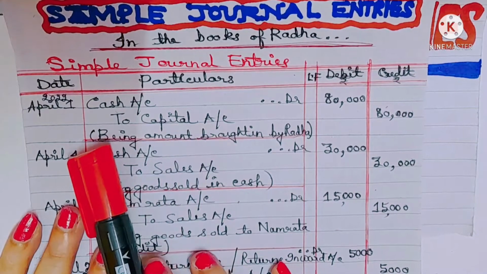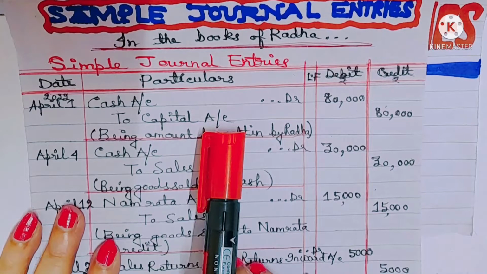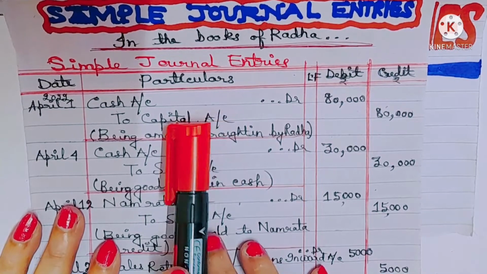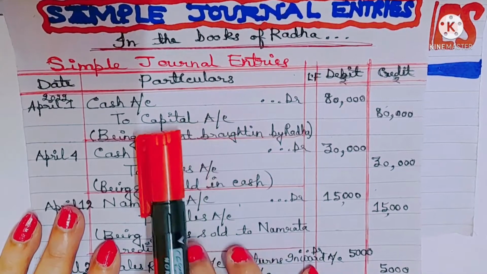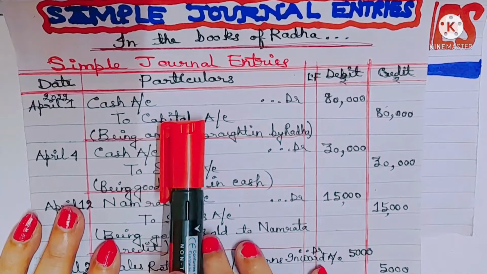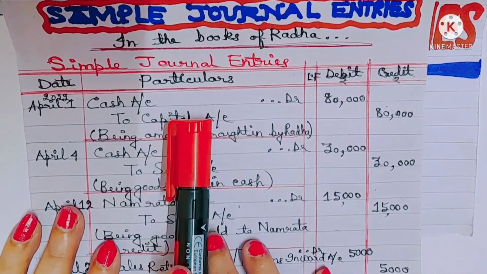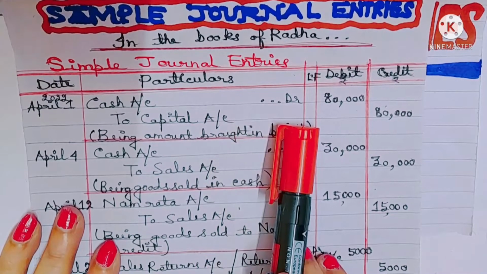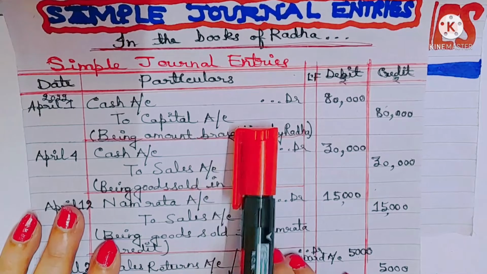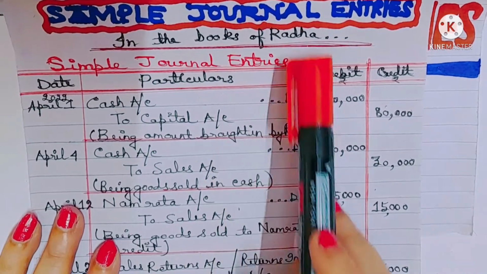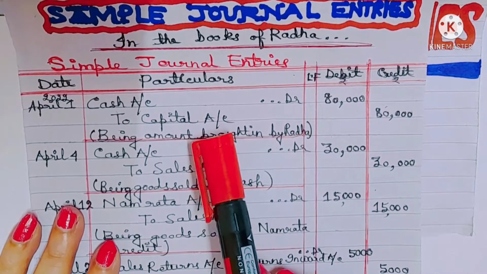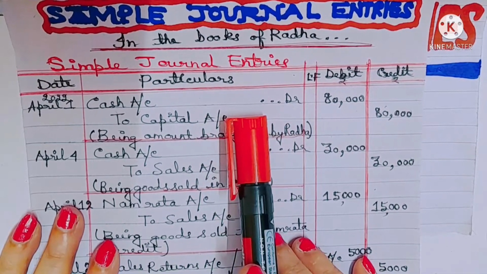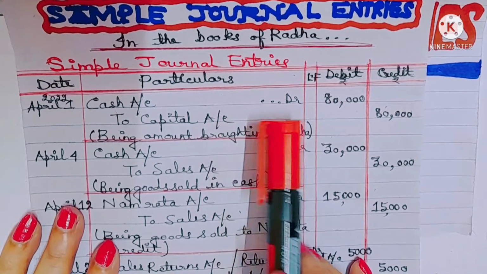Now let's see why on 1st April 2022 cash account is debit. Cash account is debit because cash account falls under real account. According to real account, what comes in is debit. From the point of view of the business, cash comes into the business, so cash account should be debited. Why is capital account credit? Because capital account falls under personal account. According to personal account, the giver of the benefit is credit. Here, Radha is the giver of capital, so capital account should be credited. Moreover, always remember the proprietor and the business should be treated separately.